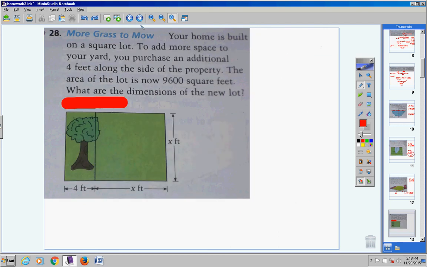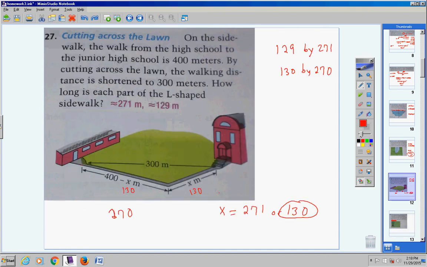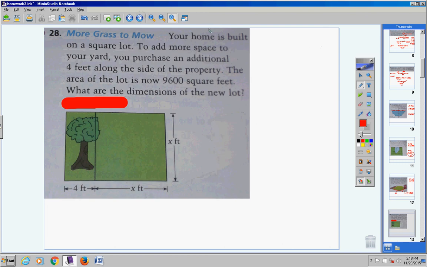All right, number 28. Your home is built on a square lot. Now, on the last problem, I said if we call this x, we're going to call this y. I had to use two different variables, x and y, because they're two different lengths. Okay? On this problem, your house is built on a square lot. Well, a square has the same lengths all the way around. So you can call this side here x, and you can also call this side x, because they have the same length.